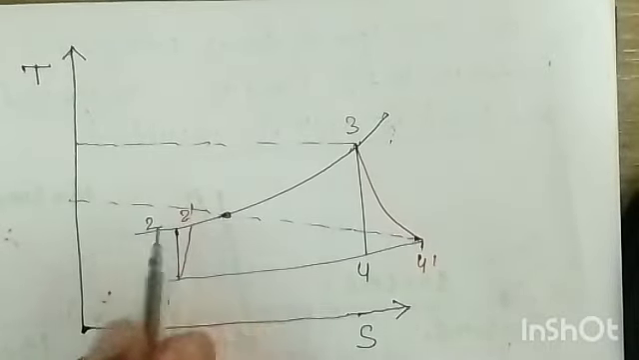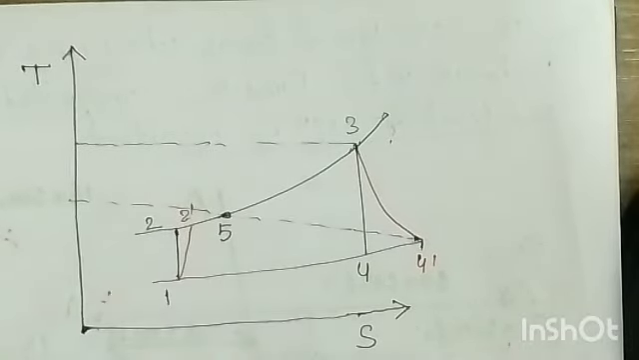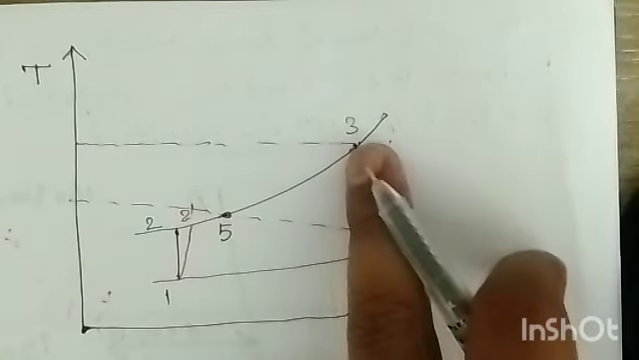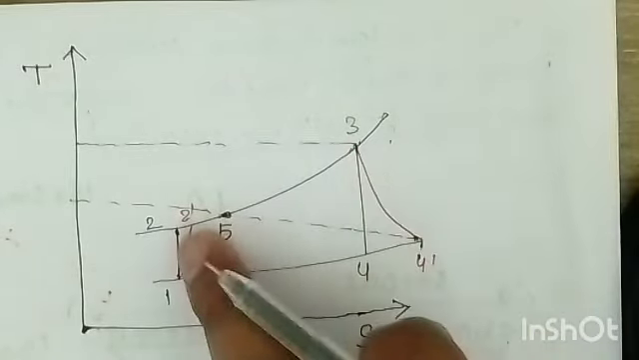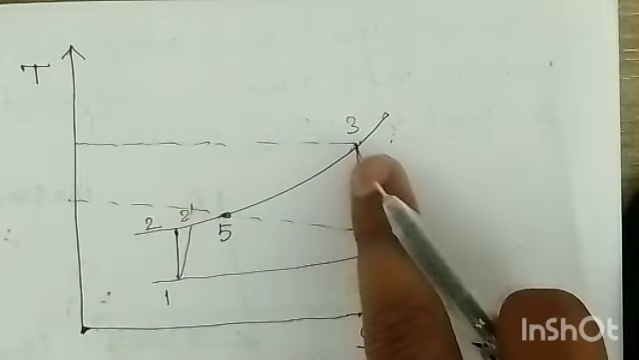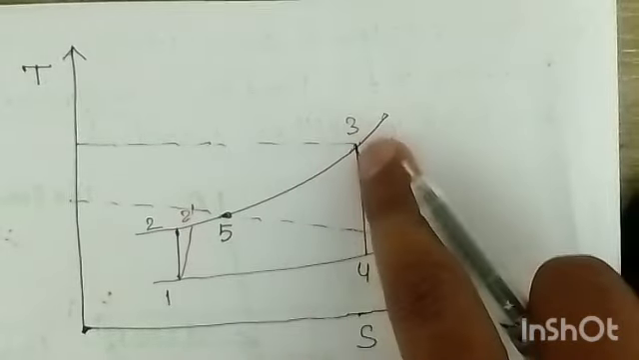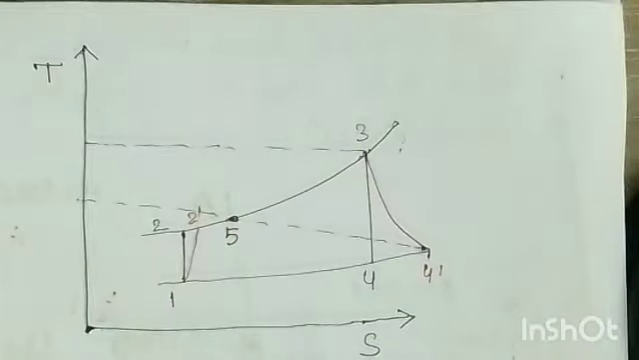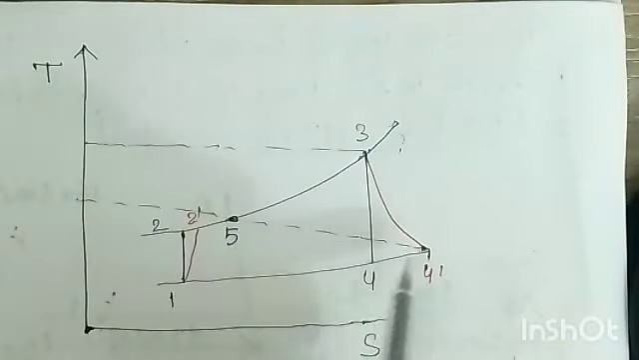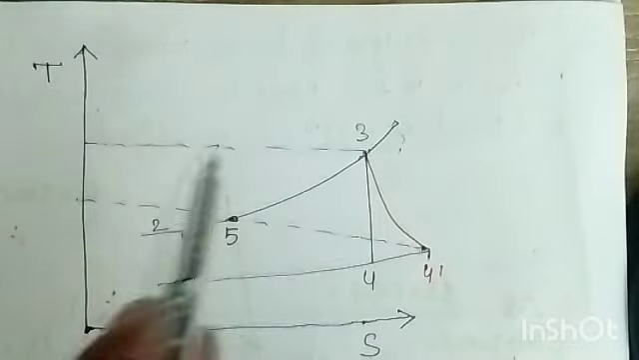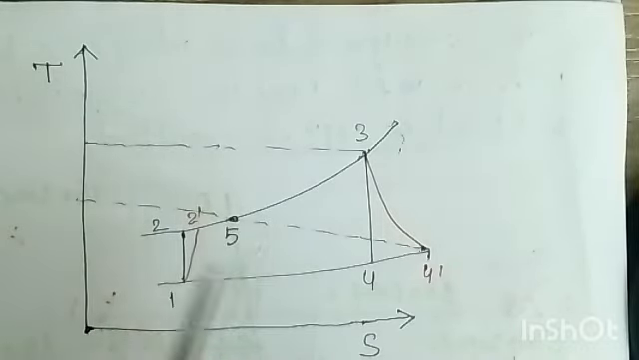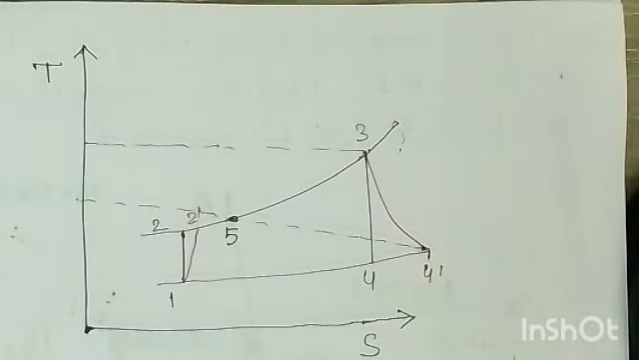So this is 5, that is T5. Here you have a heat exchanger. When you find the effectiveness, the effectiveness is the ratio of the actual rise of temperature to the maximum possible rise of temperature. The actual rise of temperature is 2 to 3, and the maximum possible is 5 to 3. This line shows that the exhaust gases pass through the heat exchanger, which means this air is heated by these exhaust gases. That is the purpose of this line. It's a TS diagram for the regeneration.